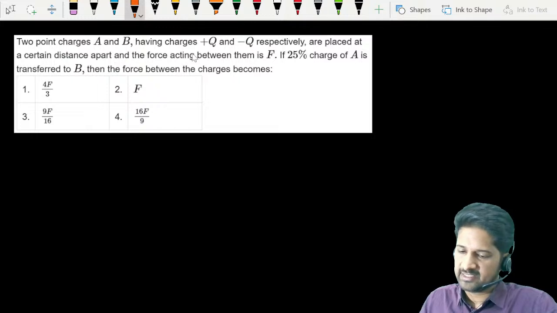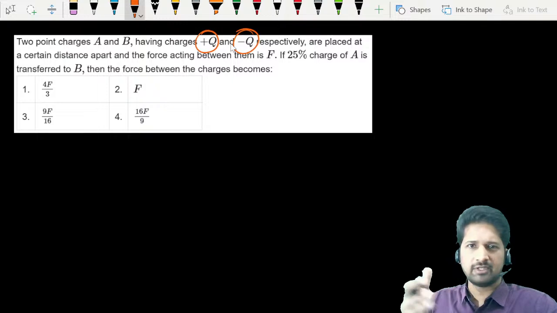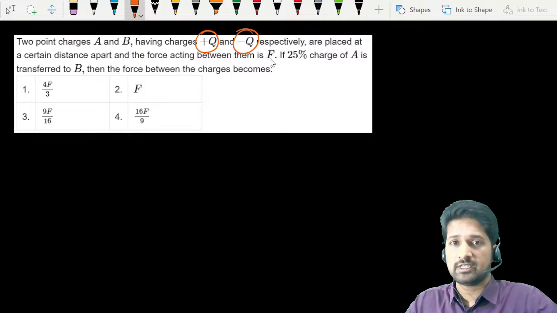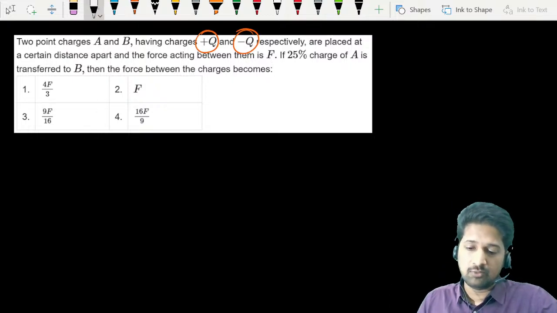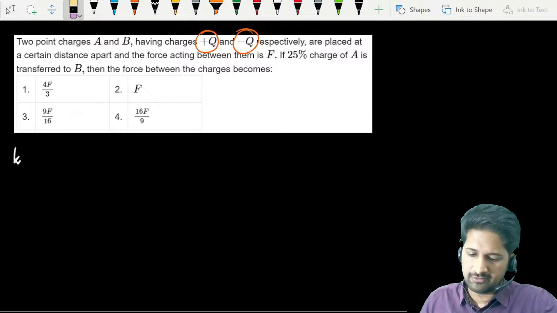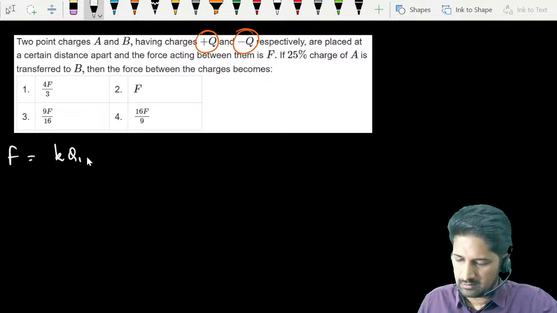Two point charges A and B having charges plus Q and minus Q. So they have given two equal and opposite charges placed at a certain distance apart, and the force acting between them is F. This question is talking about force between point charges, and how do we calculate force between point charges? Using the basic Coulomb's law. So it's related to the formula F is equal to K Q1 Q2 divided by R square.